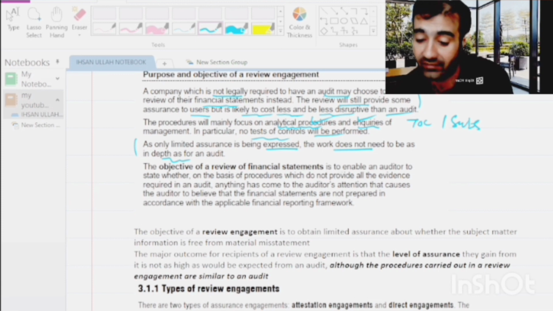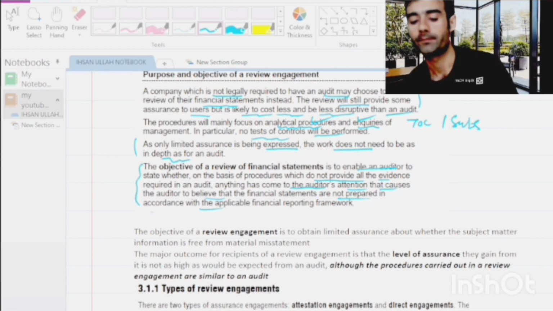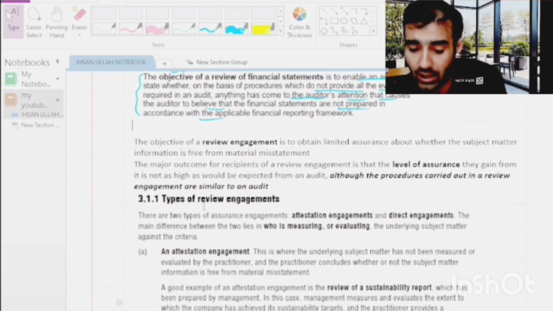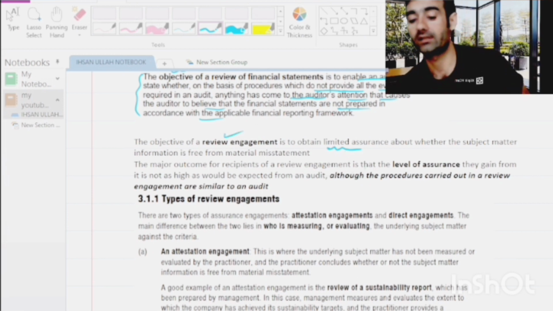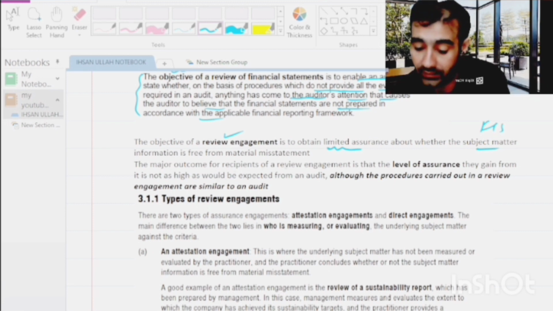The objective of a review of the financial statements is to enable the auditor to state, on the basis of procedures which do not provide all the evidence required in an audit, whether anything has come to the auditor's attention that causes the auditor to believe the financial statements are not prepared in accordance with the framework. So the objective of the review engagement is to obtain limited assurance about the subject matter. The major outcome for the recipient of the review engagement is that the level of assurance they gain is not as high as from an audit, although the procedures carried out in a review engagement are similar to the audit.